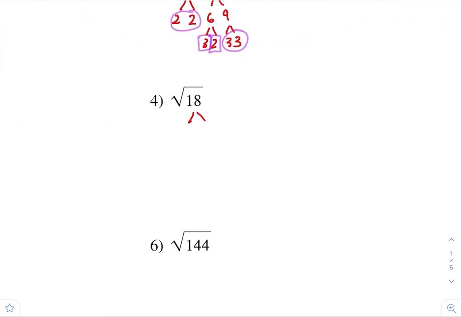4, we got 2 and 9, and then 3 and 3. Found a pair of 3's and a leftover of a 2. So the leftover goes on the inside of the square root, and the pair, the 3, goes on the outside. 3 square root of 2.